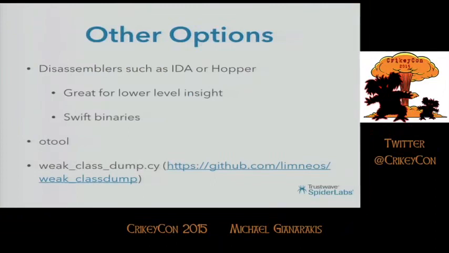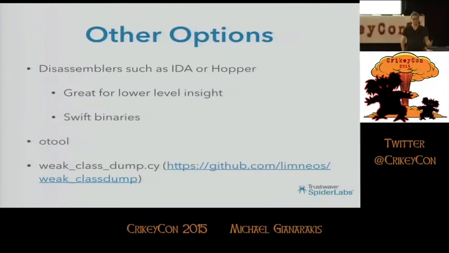So there are other options, as I mentioned: disassemblers such as IDA or Hopper. They're good for giving a bit more low-level insight, and at the moment they're great for Swift binaries, because you can't really run class dump on them. There's not the same sort of information. With pure Swift binaries, class dump doesn't really work. But if you chuck it into IDA or Hopper, or otool, which is included in OS X, you're basically able to extract the same information, just not formatted in a nice way.